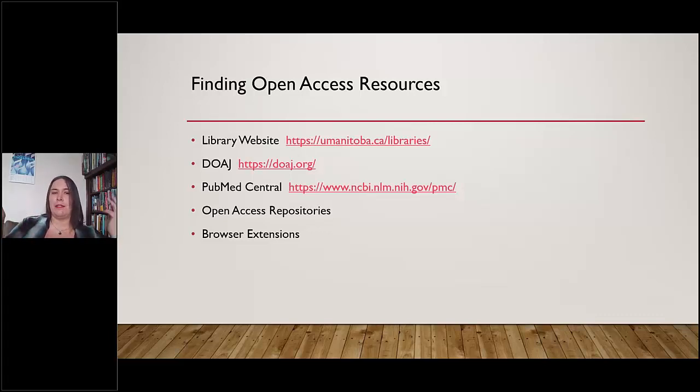The first place for University of Manitoba folks is to go to the University of Manitoba Library's website, and I'll talk about each of these in more detail. Another one is the Directory of Open Access Journals. Another one is PubMed Central and other open access repositories, because PubMed Central is an open access repository. And there are also browser extensions that can help you out.